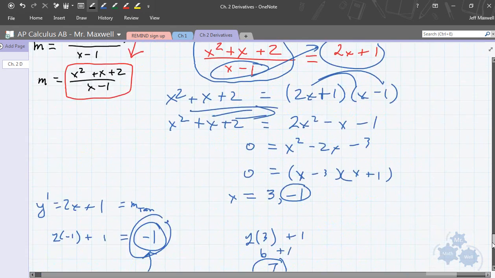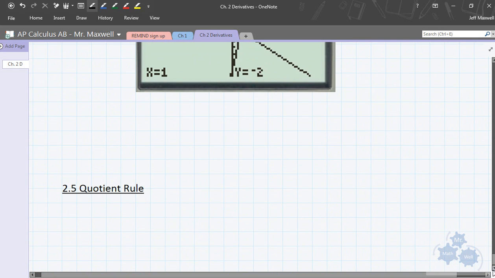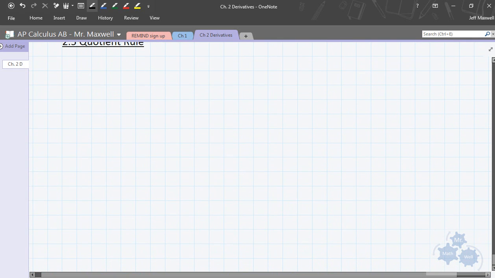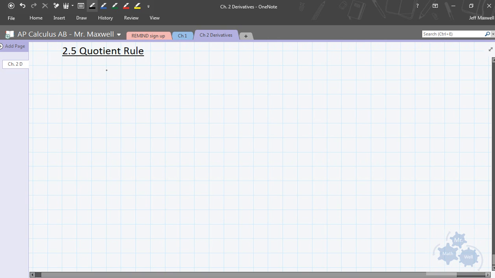The same is true for quotients. So we're talking about a quotient rule. If we have the ratio of two functions, so like f of x and then another function underneath, like a rational function divided like that, then we're going to use the quotient rule. So this is the case where we use the quotient rule.